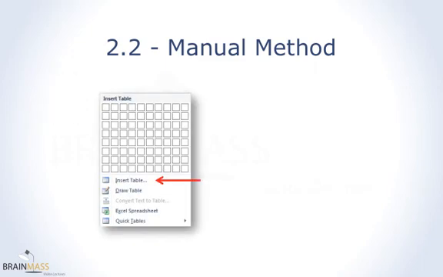The second method is the manual method. It starts off in the same place, the Tables group inside the Insert tab, up in the ribbon in Word 2010. We click on that same drop-down button, but instead of engaging the grid and the empty squares up top, we're looking for the Insert Table button down below that section.